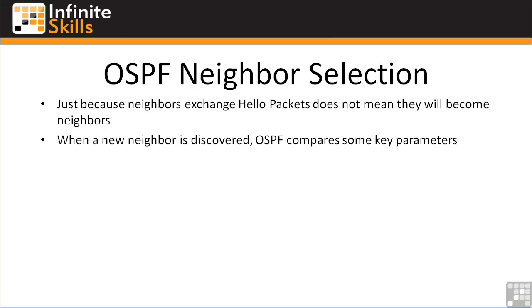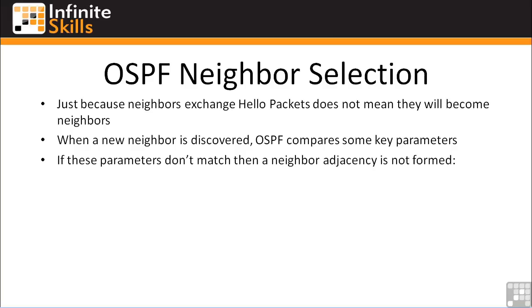When a new neighbor is discovered, OSPF compares some key parameters between me and the router sending the hello packet. If these parameters don't match, then a neighbor adjacency is not formed. The parameters that it looks at are the subnet mask and number, i.e., are we on the same subnet? Do our hello and dead intervals match? Because if the hello and dead intervals don't match, then I might be expecting a hello packet every 10 seconds, but he's only sending them every 20 seconds. Therefore, if he misses one hello packet, then I'm going to think he's dead, and I'm going to take him out of the link state database, when in reality, maybe there was just some network congestion, but he gets the third one, and so that's why the hello and dead intervals have to match between OSPF neighbors.